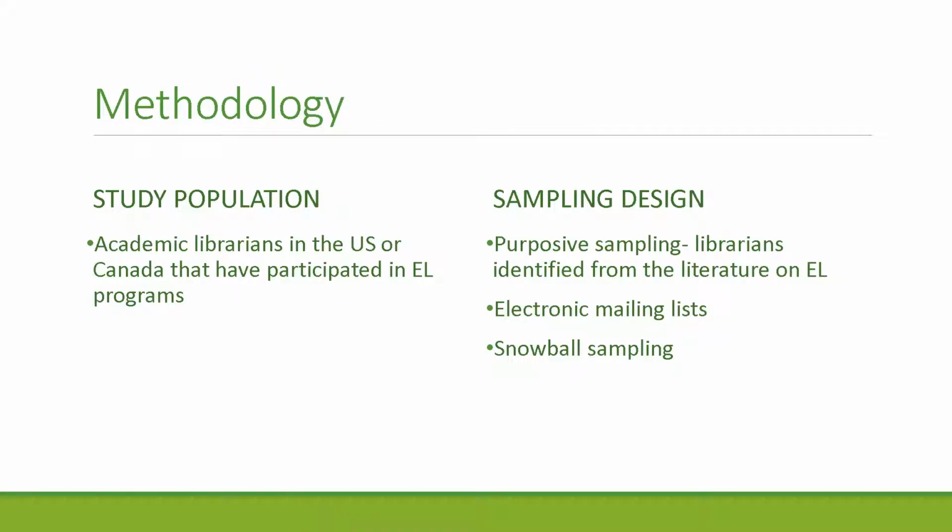The population that will be sampled are academic librarians in the United States and Canada that have participated in embedded librarian programs. Participants would be identified by starting with those who have published about their programs. The survey would also be submitted to a few electronic mailing lists in order to reach librarians that may have participated in embedded librarian programs but have not published about them. Snowball sampling would be used to reach additional participants.